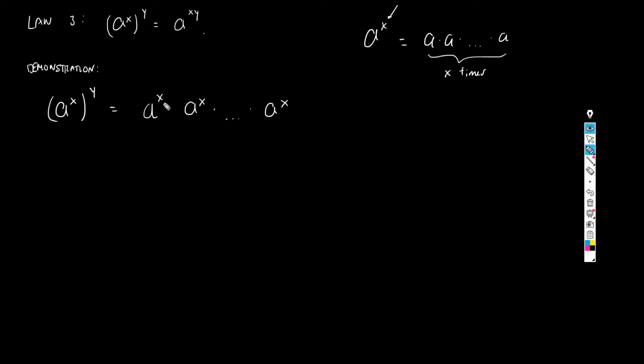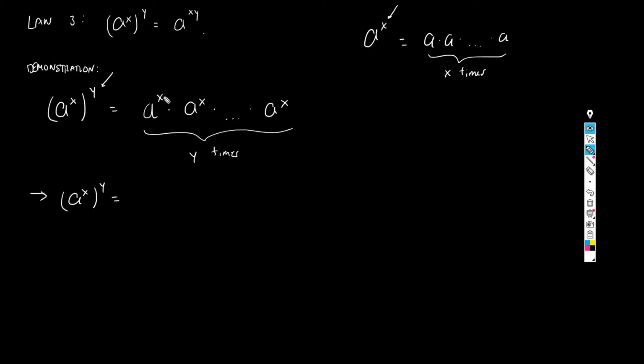How many times? How many of these am I going to have? I'm going to have y factors all equal to a to the x, y times. Okay, perfect. Let's continue. Then a to the x to the y is going to be equal. I'm going to continue with this side of the equation now.